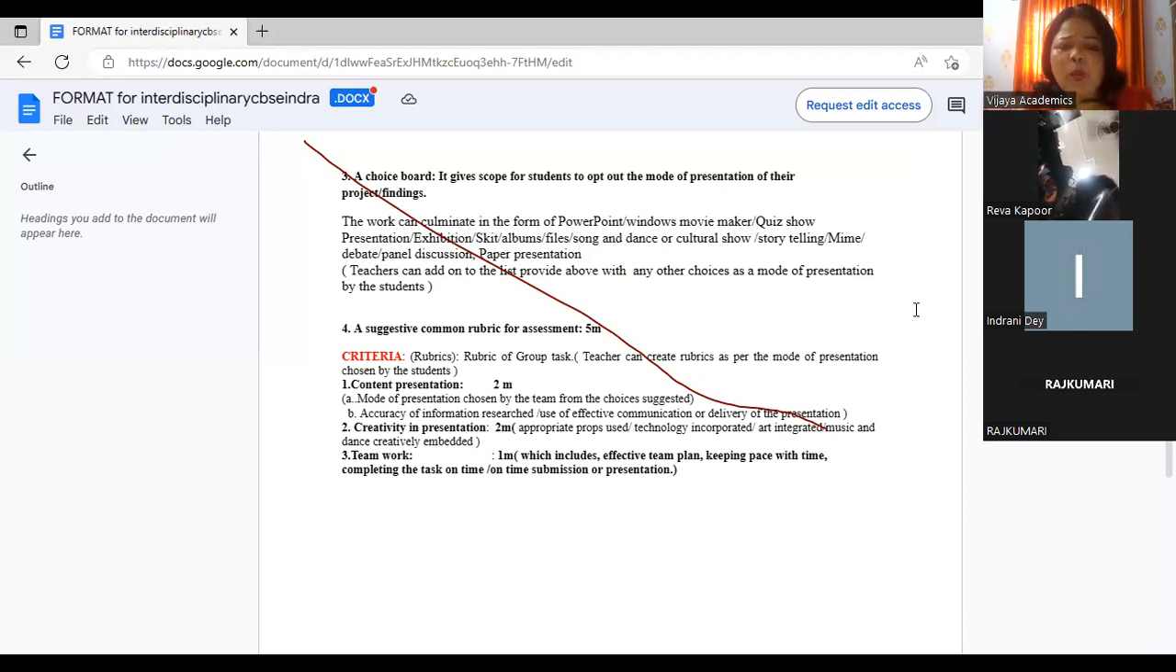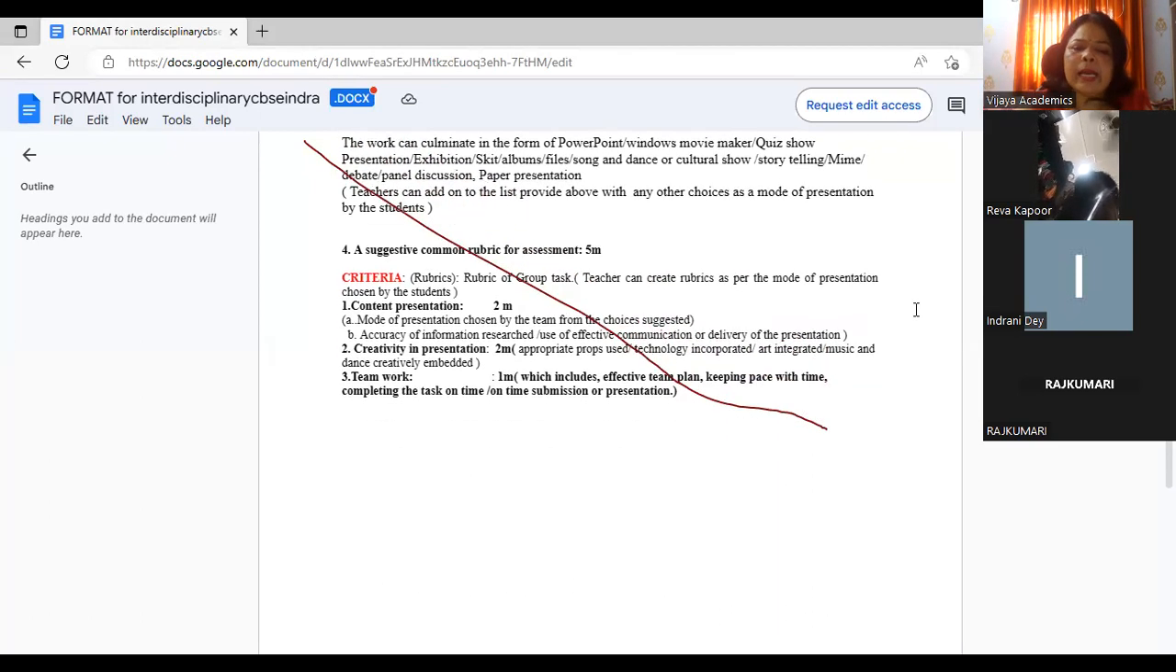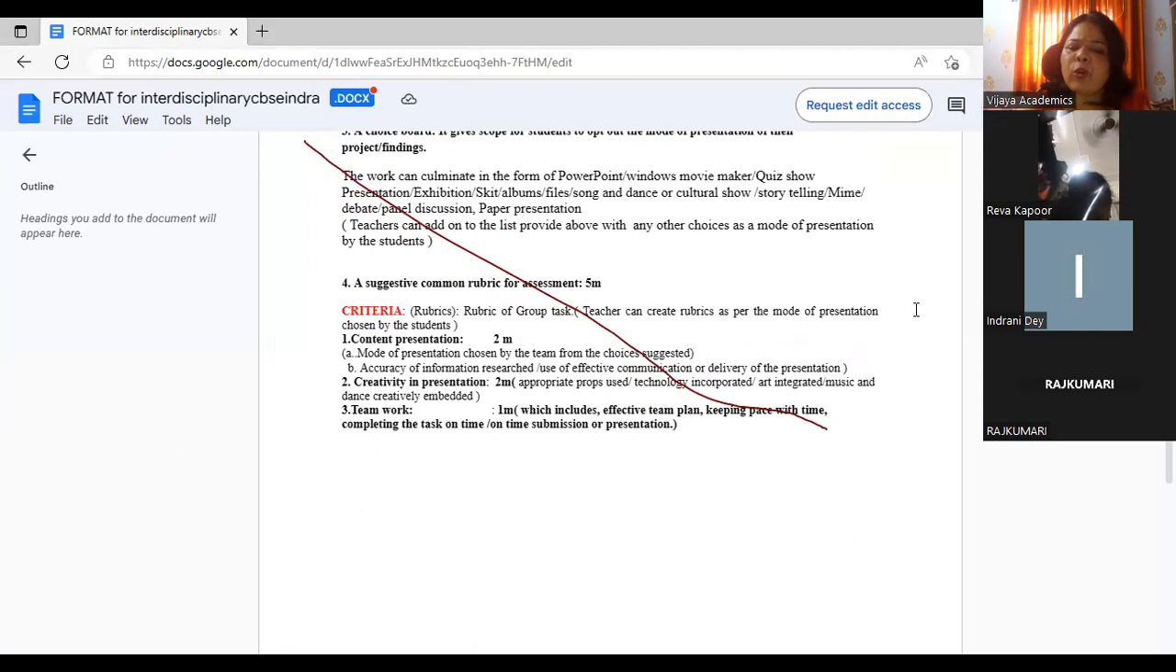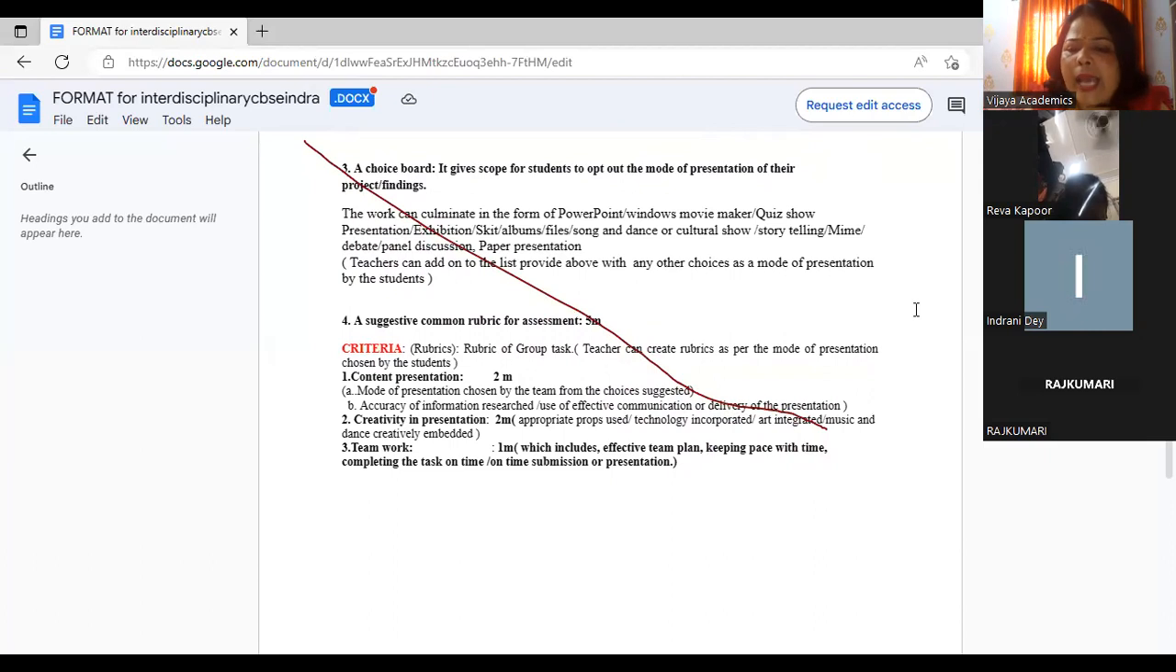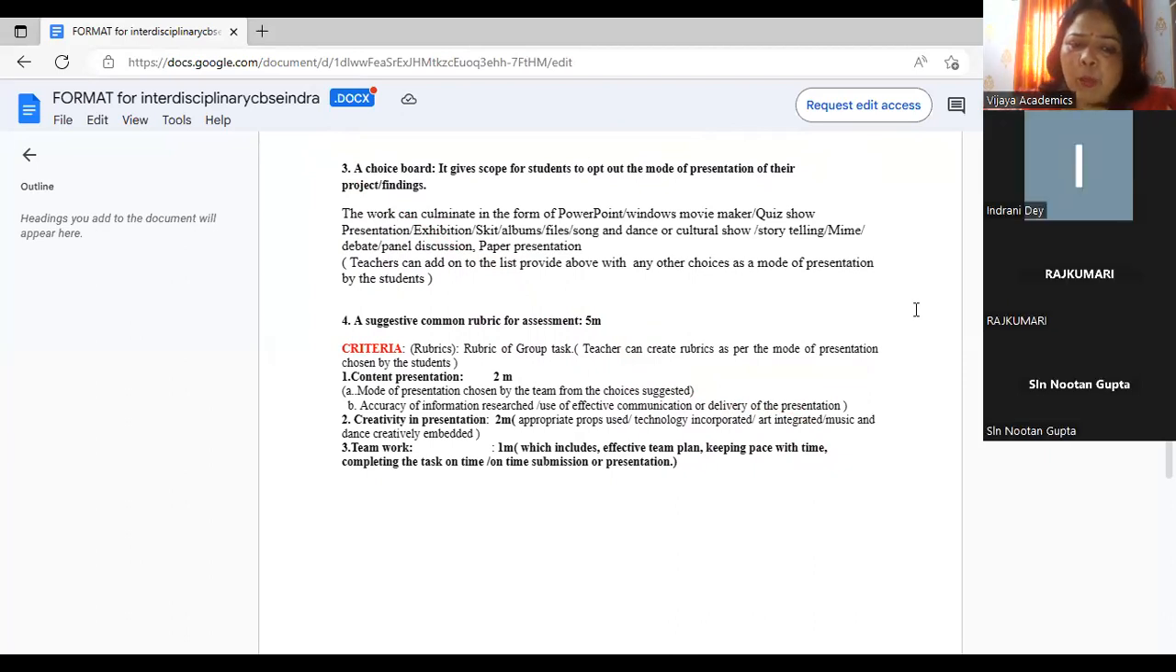Now, a suggestive common rubric for assessment. How are you going to give the marks for this? Criteria, rubrics of group task. The teacher can create rubrics as per the mode of presentation chosen by the students. The first point in the rubrics is content presentation. The content presentation has 2 marks: mode of presentation chosen by the team from the choices suggested. Accuracy of information, research, use of effective communication, or delivery of the presentation.